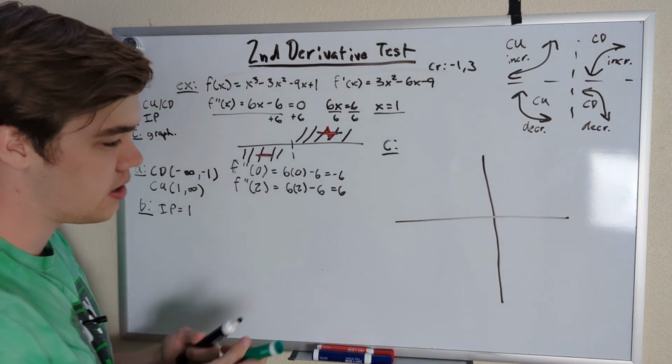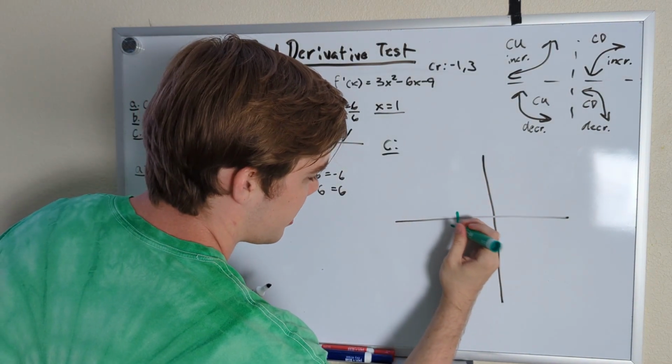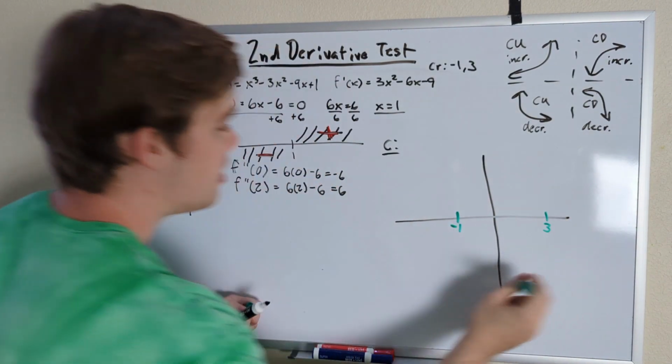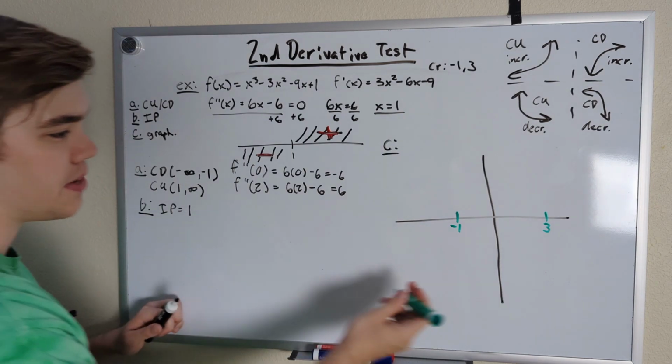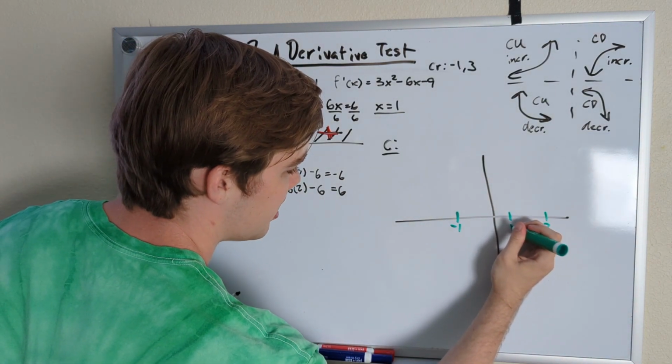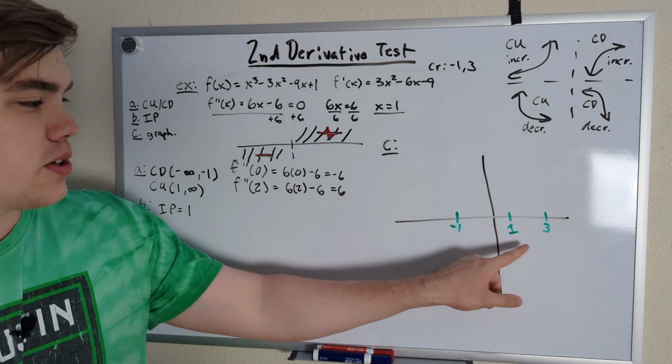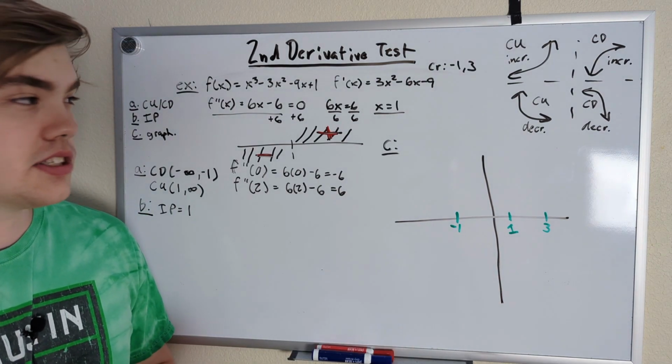So here on the graph, I'm going to mark negative 1. We're going to mark 3 over here. And the other point that we're interested in is positive 1 because that's an inflection point. So here's positive 1. So now that we've marked all of our points of interest, let's talk about some of the values that we already know.